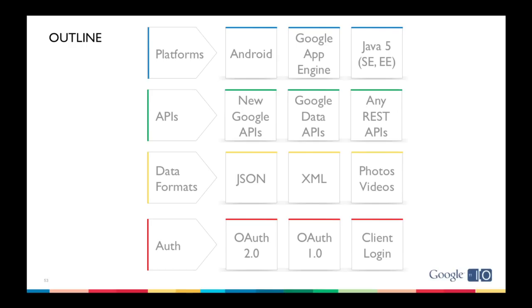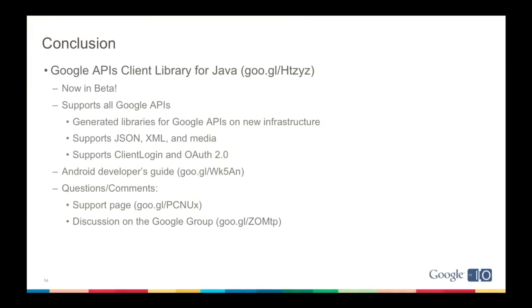Let me just quickly summarize what we talked about. The new Google APIs client library for Java supports a variety of platforms, a variety of APIs, a variety of data formats, and a variety of auth mechanisms. So in conclusion, I'm excited to have you go play with your devices, build applications, try it out, and give us feedback. We're now in beta.